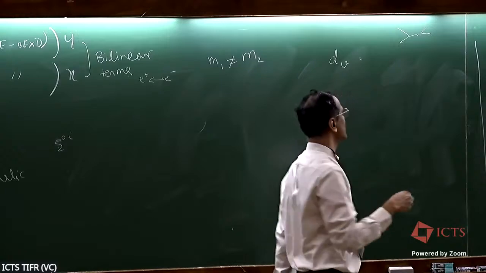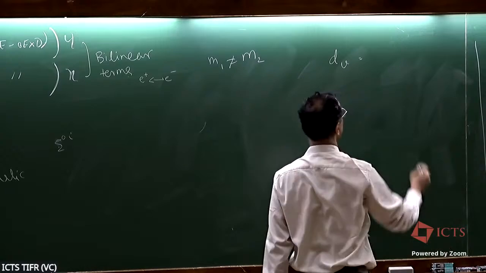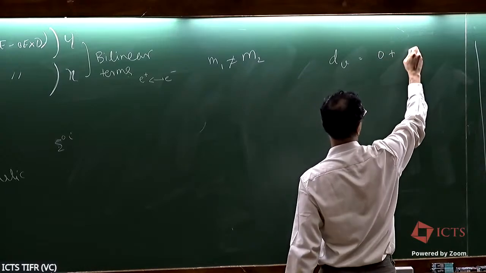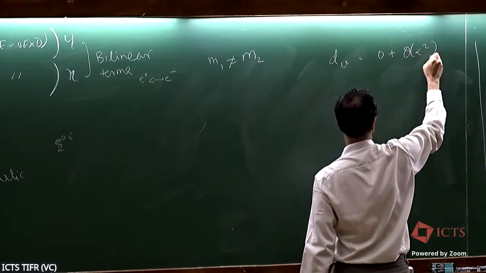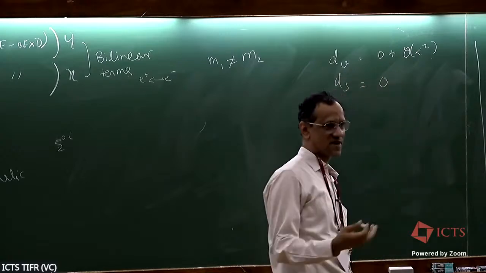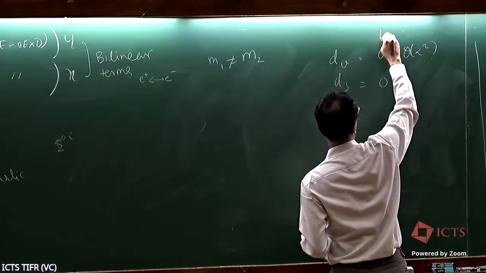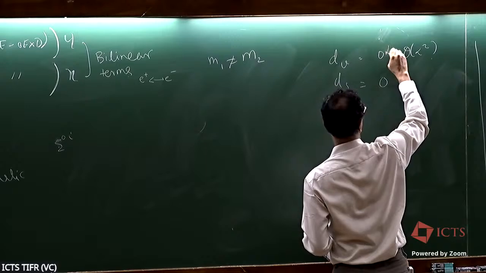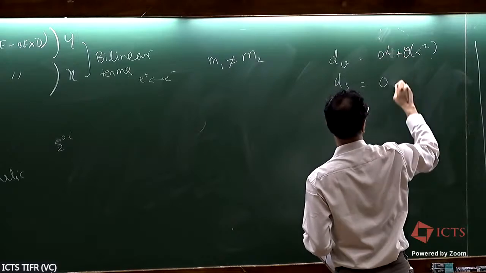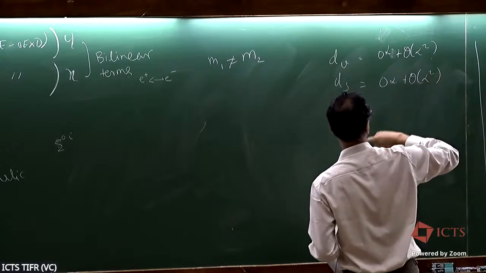But now that's not possible if they are different. So this becomes order alpha square already. And similarly, dS was anyway 0 irrespective of equal mass or not. This should be order alpha, order alpha square.